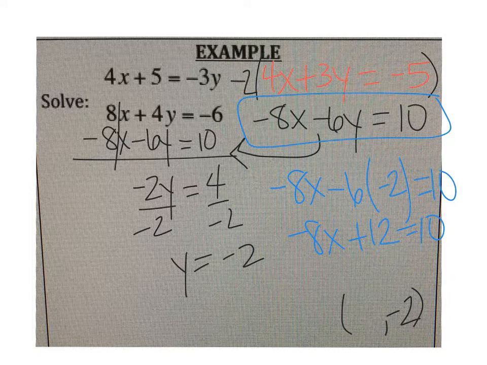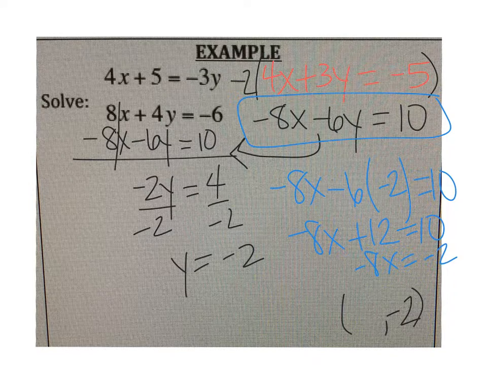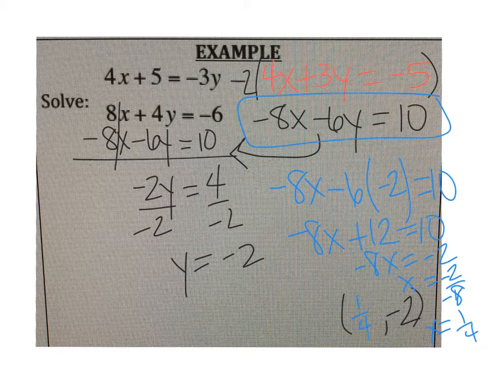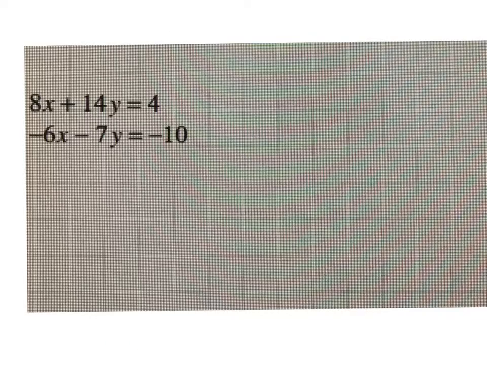When I subtract the 12 over, I get negative 8x equals negative 2. And when I divide, I'm going to get a negative 2 over negative 8, which actually reduces to a positive, because negative divided by negative is a positive, 1/4. So my final answer would be 1/4, comma, negative 2.